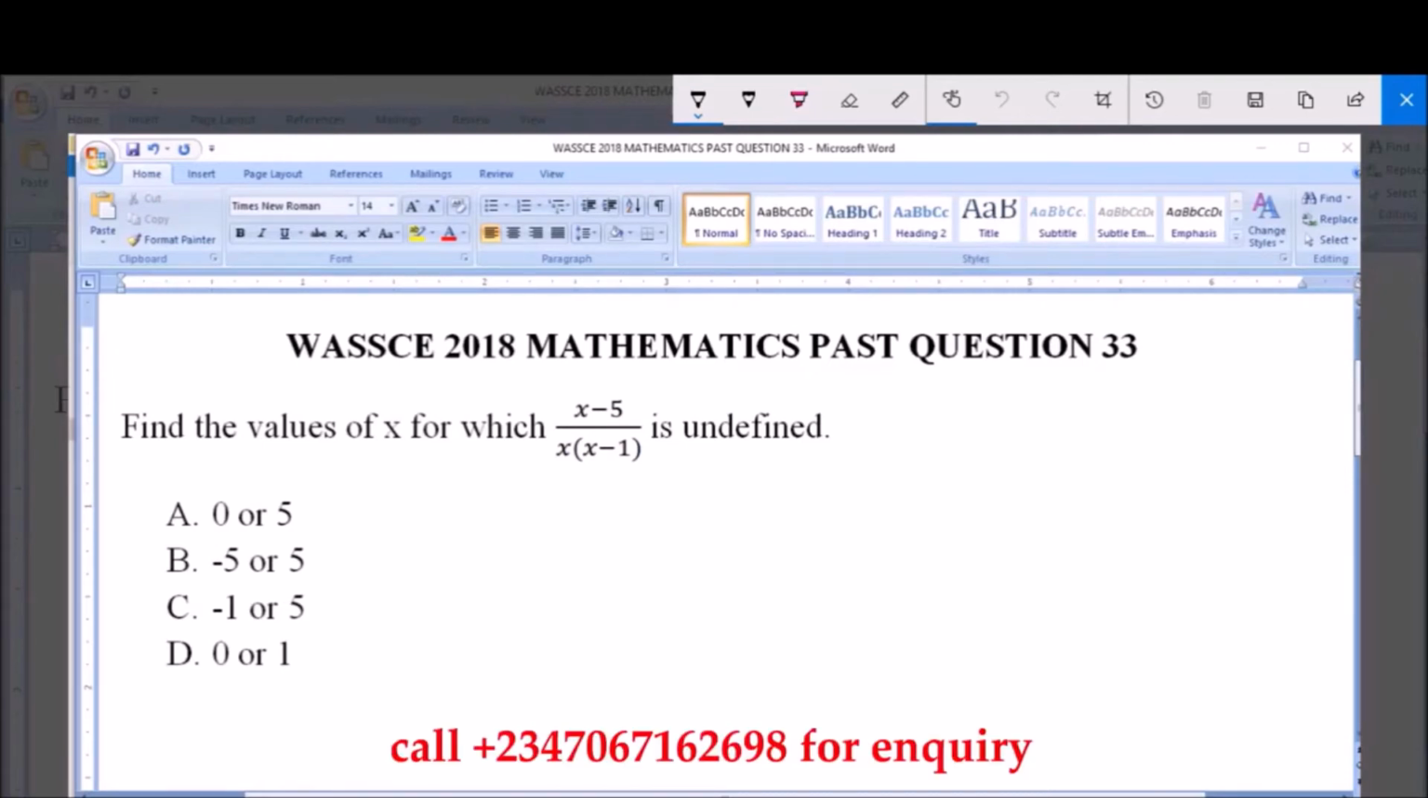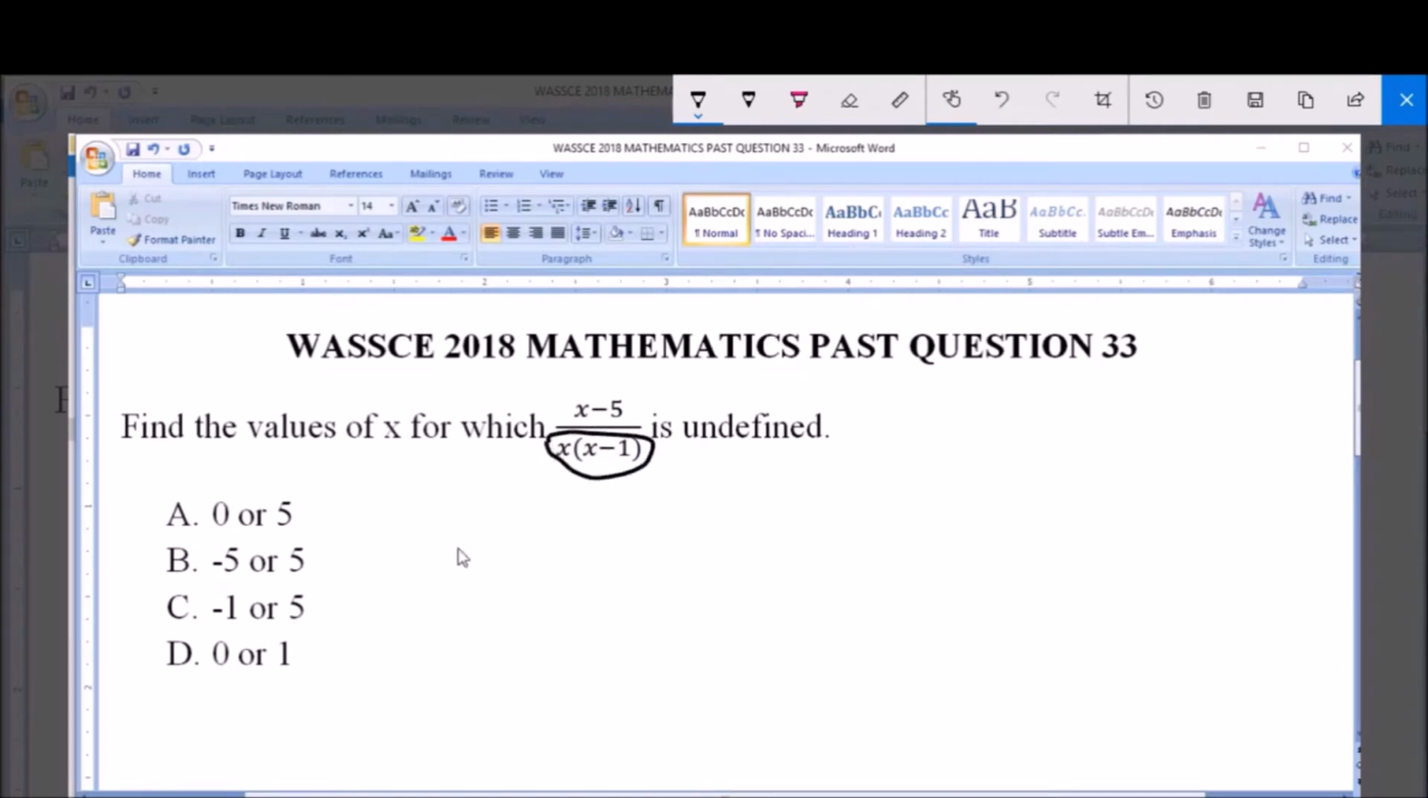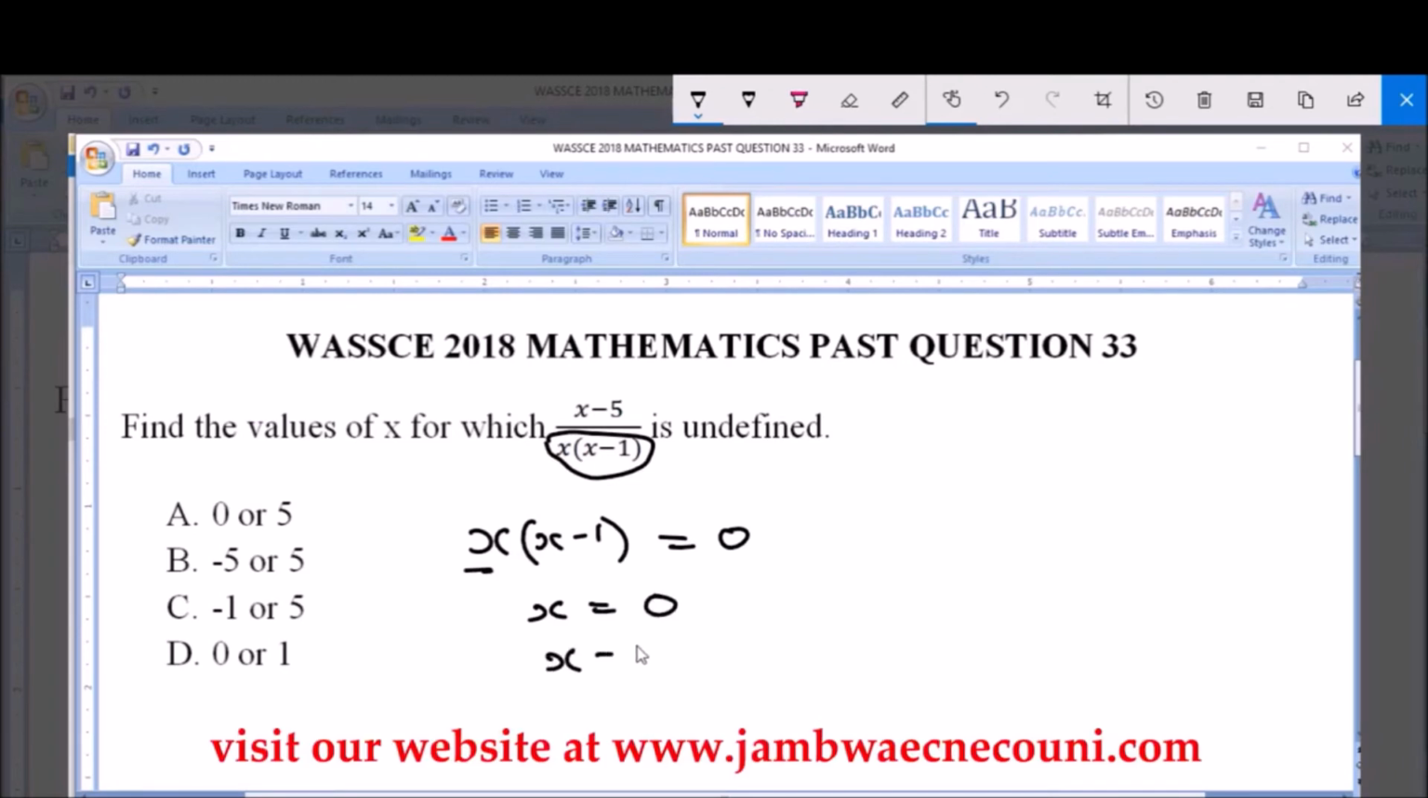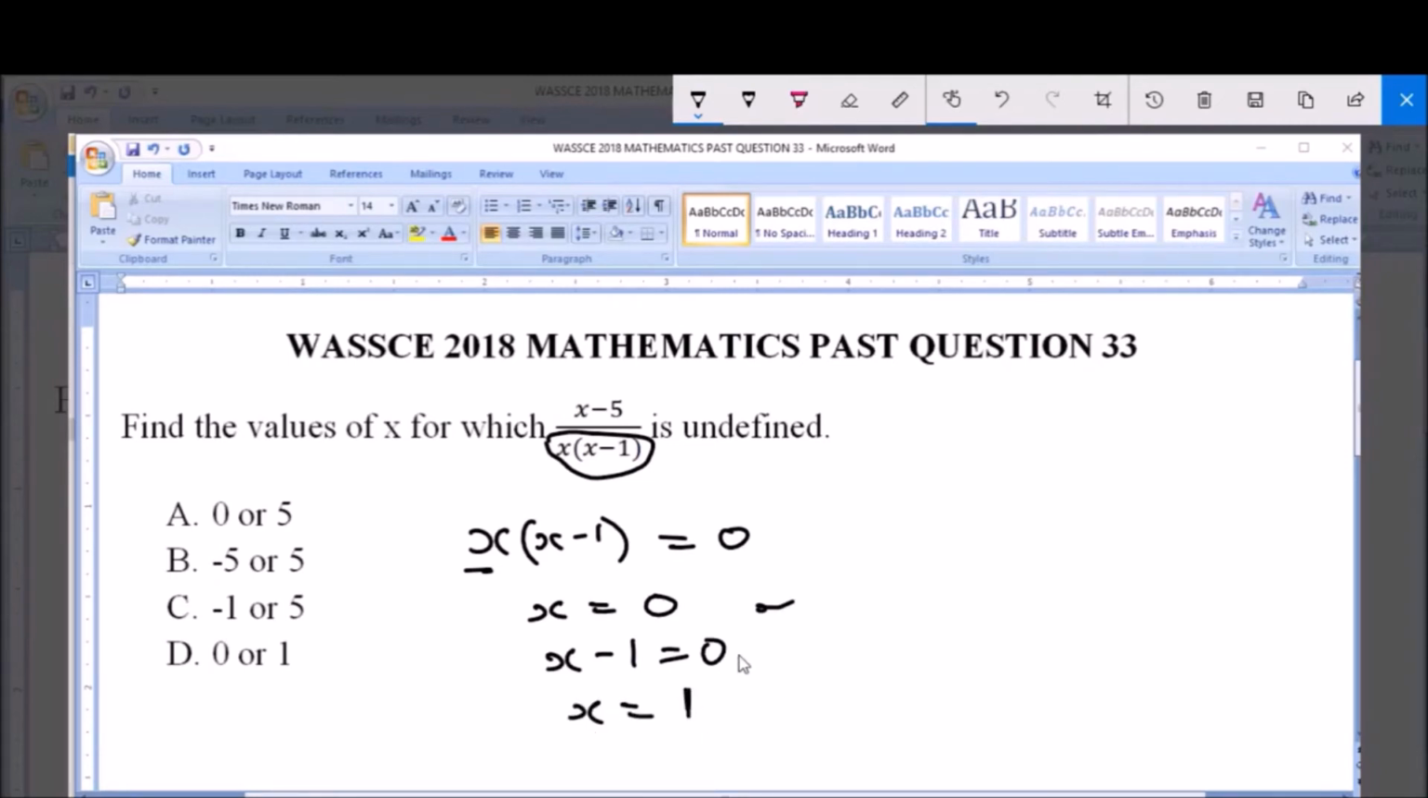Now for us to find the value for which the expression is undefined, we look at only the denominator. Only the denominator, which says x into x minus 1, and we equate it to 0. From here we can see x is equal to 0, and x minus 1 is equal to 0. So x minus 1 is equal to 0 simply means x is equal to 1. So therefore x is equal to 0 or 1, and that is option D.